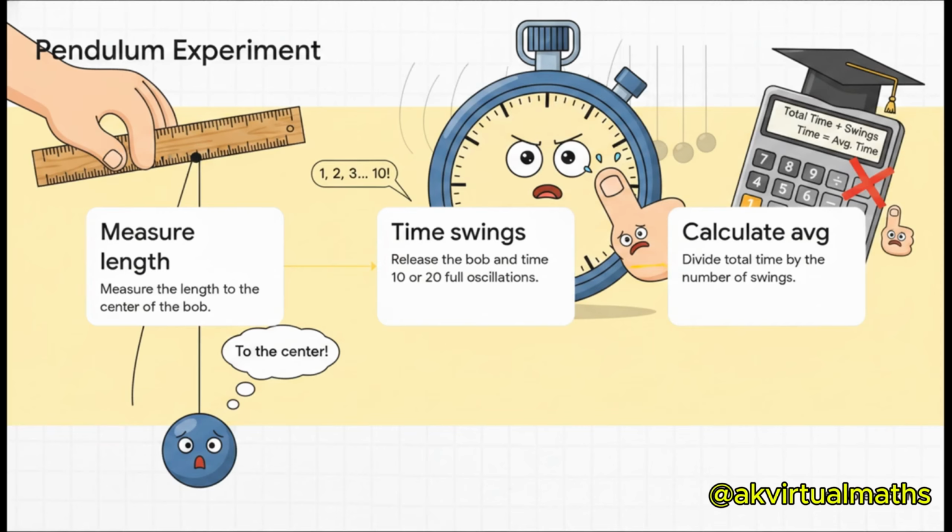Doing this calculation gives you the exact average time period for just one swing, drastically shrinking the impact of your thumb being a fraction of a second too slow on the stopwatch. It's a total game changer.